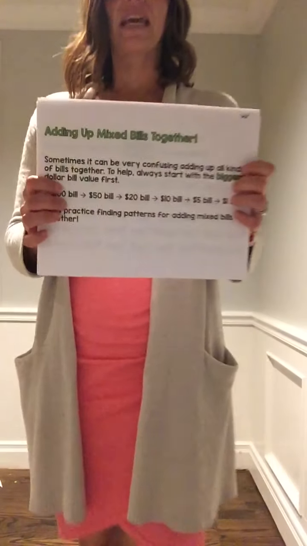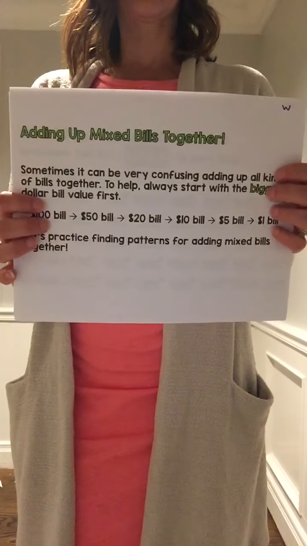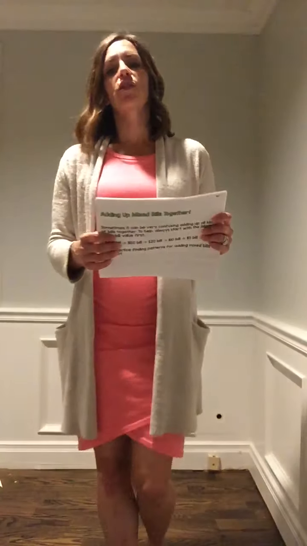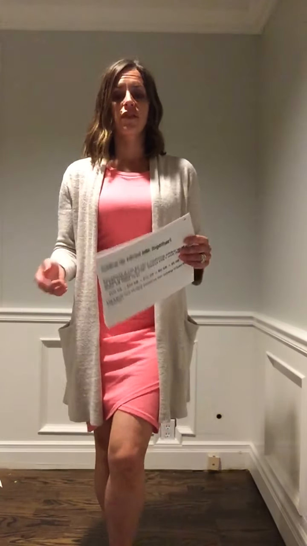So on Wednesday, we are moving on to adding up mixed bills. So far we've just been adding the same bills, 10s or 20s or 5s, but now we're going to practice adding up mixed bills, like a 10, a 5, and a 20. Same as with change, when we talked about starting with your biggest valued coin first, the same is going to hold true for counting bills. If you have a 50, a 20, and a 10, you're going to start with the 50 because it's the biggest. You're always going to count the biggest bills first and then work your way down.